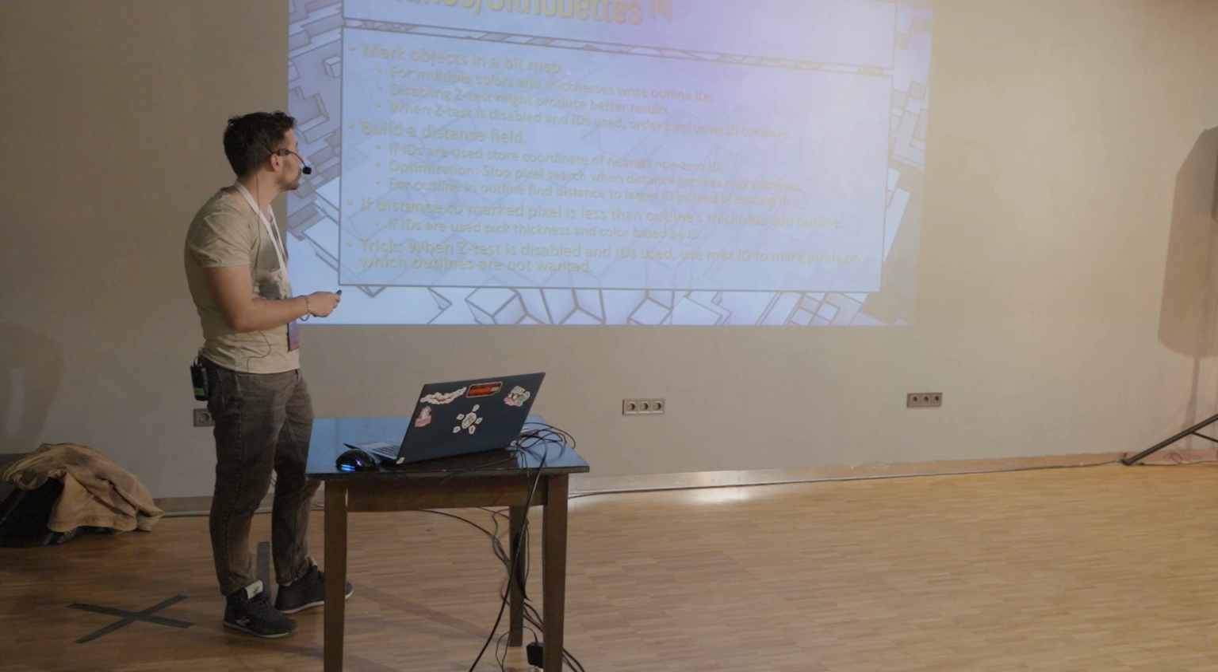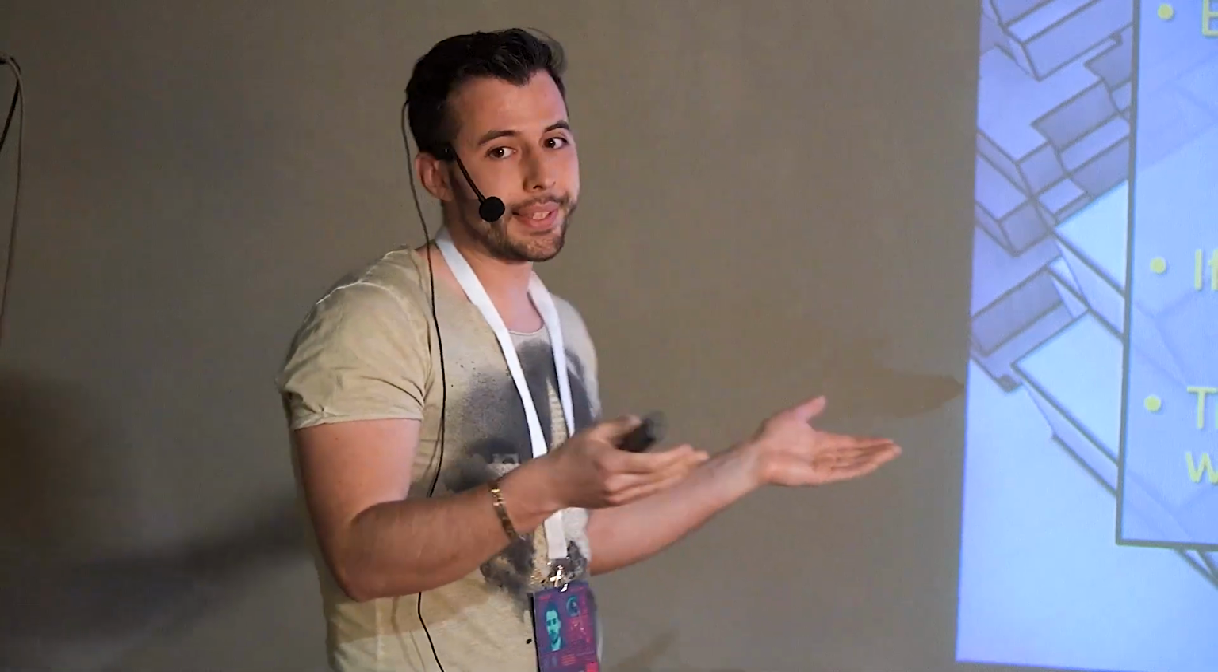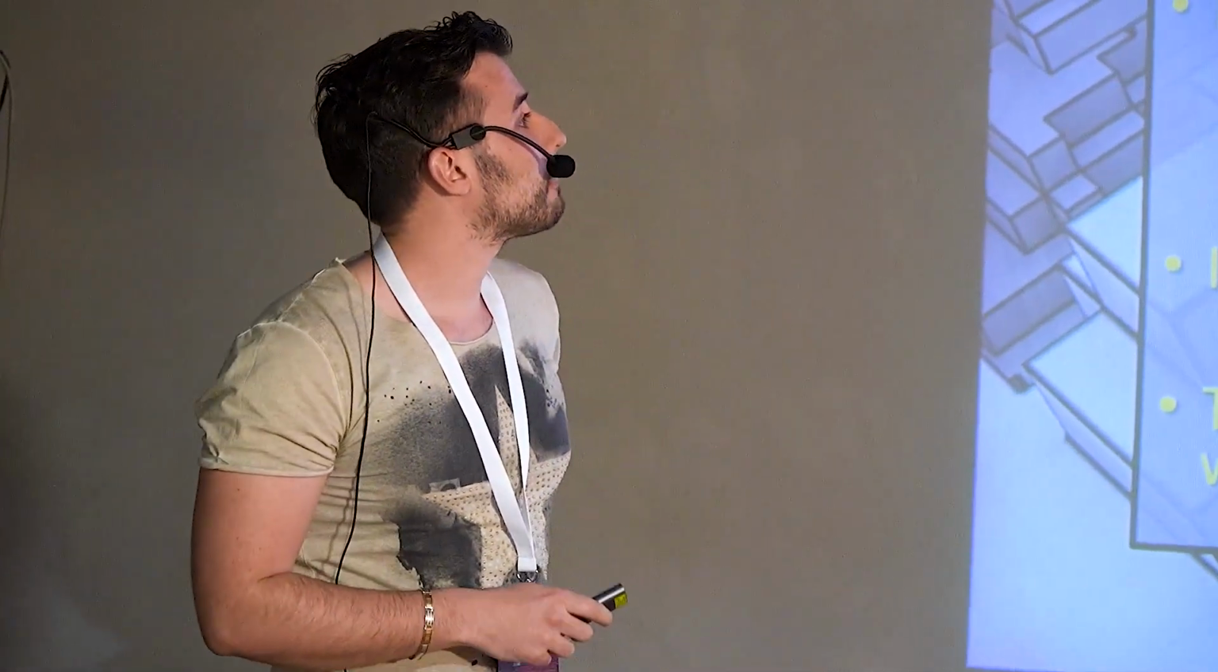First thing you need to do is you need to make a stencil. You can do a bit texture or you can do just a stencil buffer, whatever. If you want to do different colors, you need to write IDs, not just there's an object here and there's an object there.